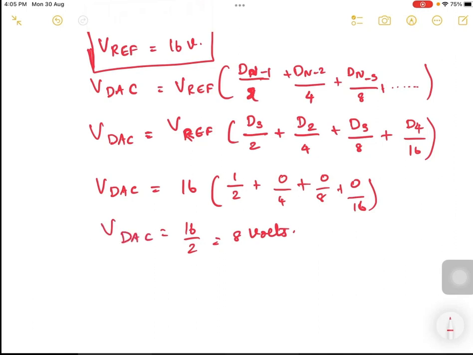So this 8 volt I got. Now I need to compare. As per the comparator here, what happens? Minus and plus we are getting from the output. Through the sample and hold circuit, the V input is coming here, and here this will be the VDAC. What does the comparator do? Comparator means we have to compare what happens when this is less than that, this is greater than that, and this is equal to that.